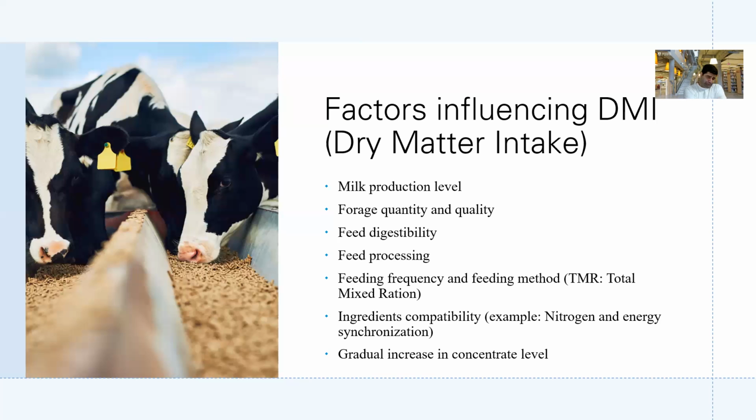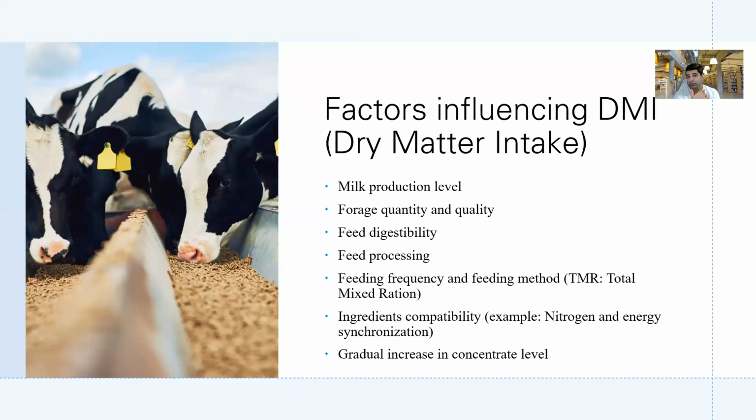The next item, which is really important, is feeding frequency and feeding method. When I'm talking about feeding frequency, you can think of increasing feeding frequency to at least 5 or 6 times per day. It means that we are limiting the amount of feed in each meal, but we are increasing the feeding frequency. By that, we are encouraging the cows to consume more feed.